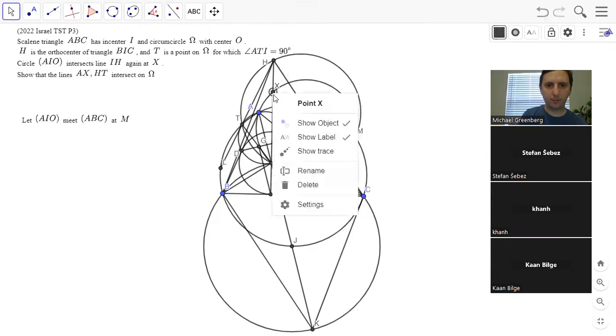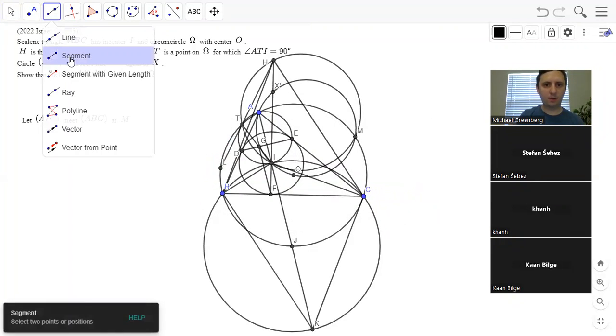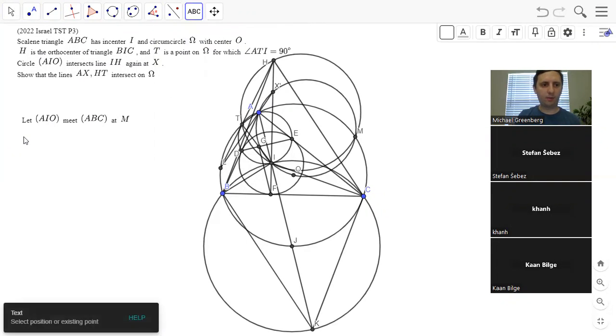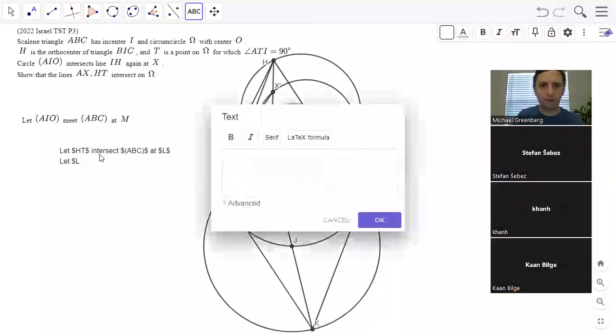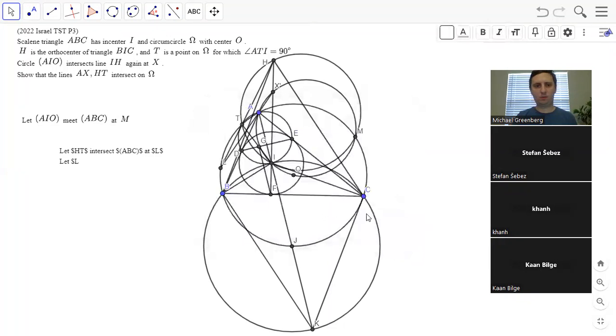Okay, let me call it X prime. Let HT intersect ABC at L. Let LA intersect IH at X prime.